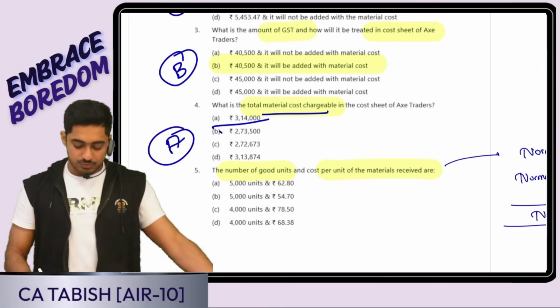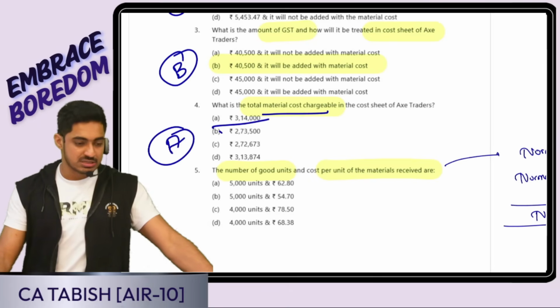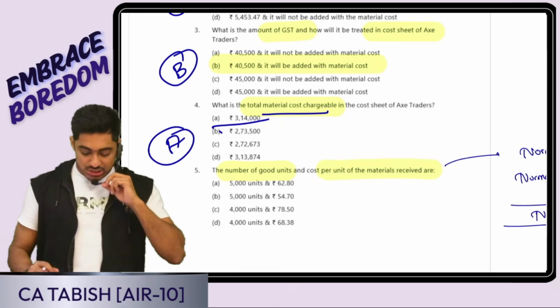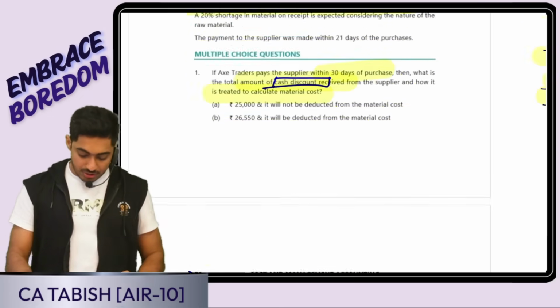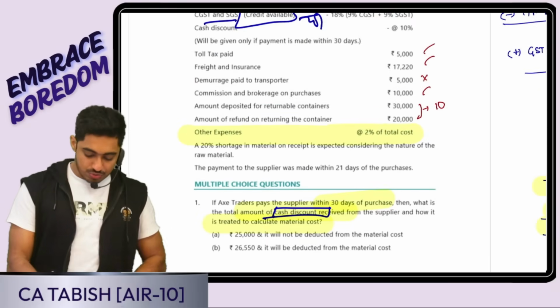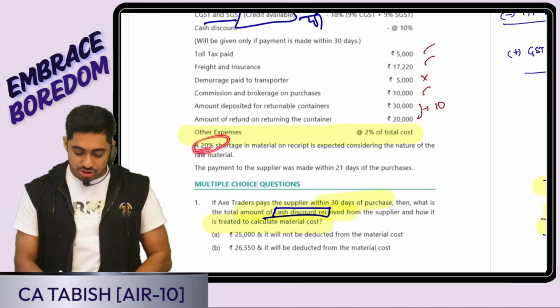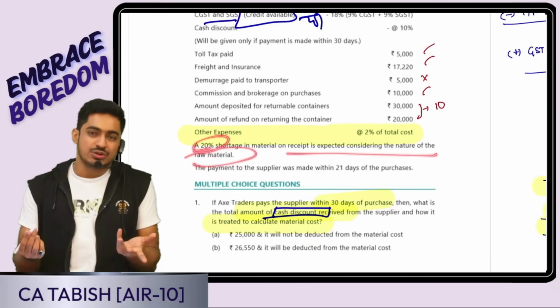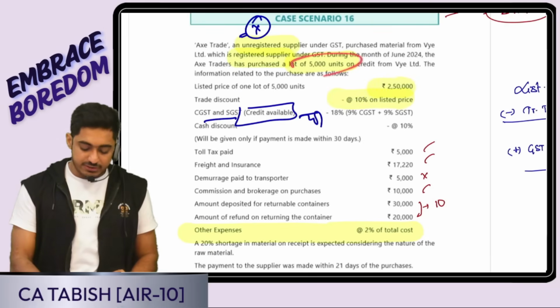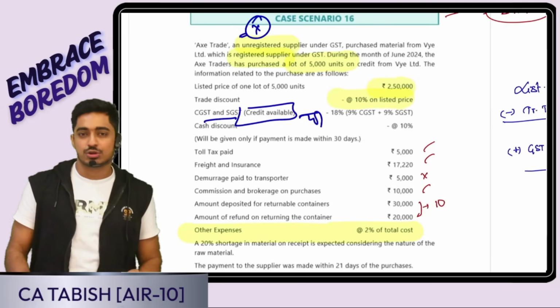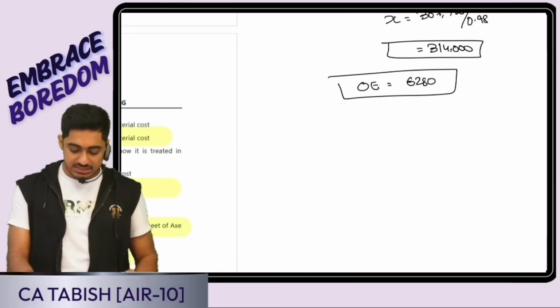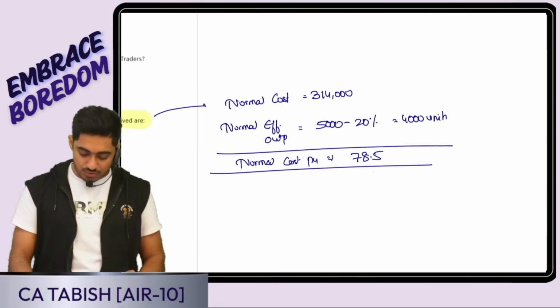3,14,000. Fifth one, what is the number of good units and cost per unit? I have purchased 5,000 units. The question tells us a 20% shortage is expected because of normal loss. So on 5,000, 20% loss will be there due to normal loss, which is 5,000 minus 20%. Effectively, 4,000 units only I will be getting.